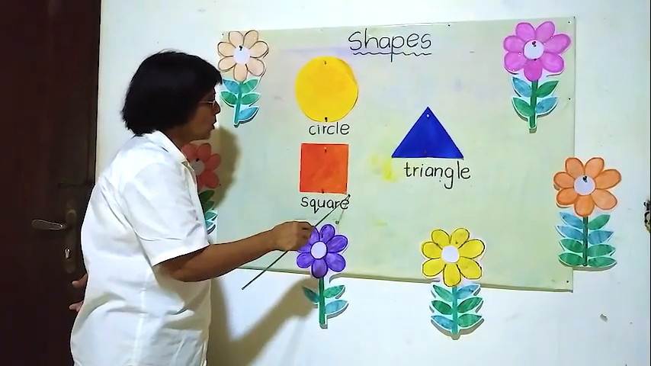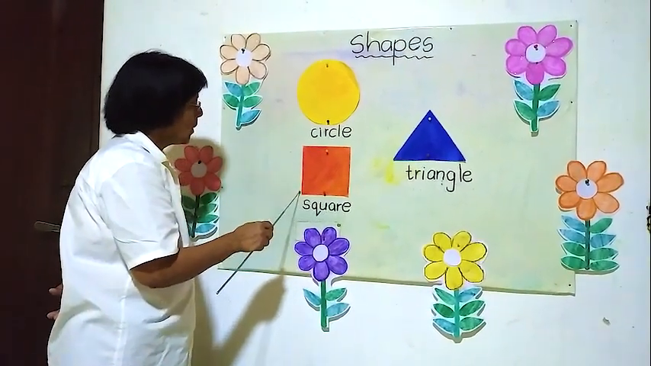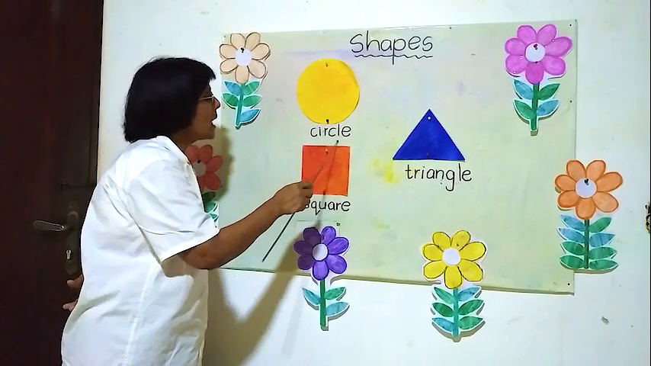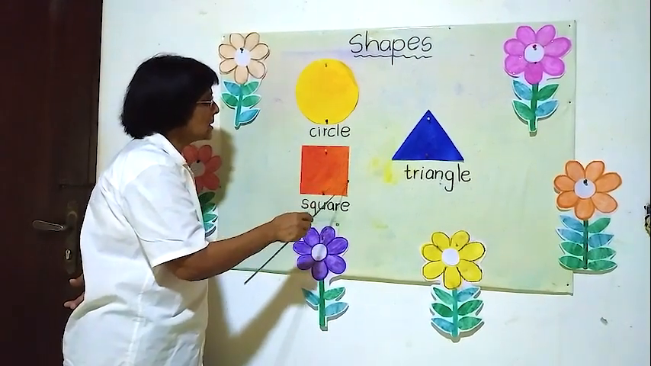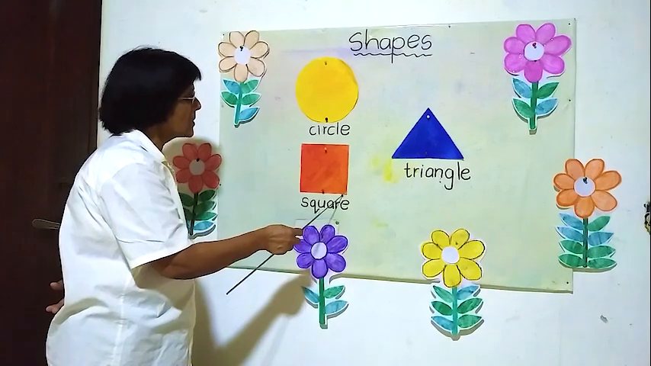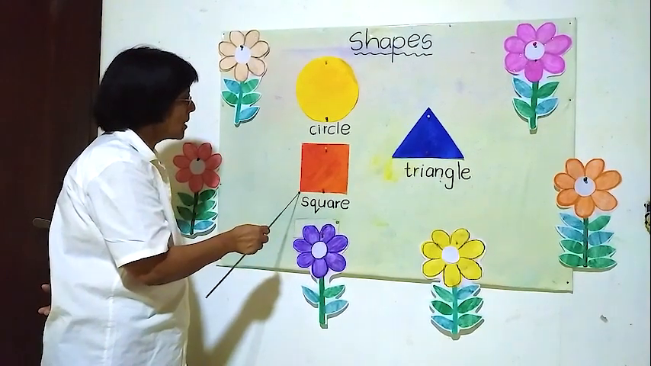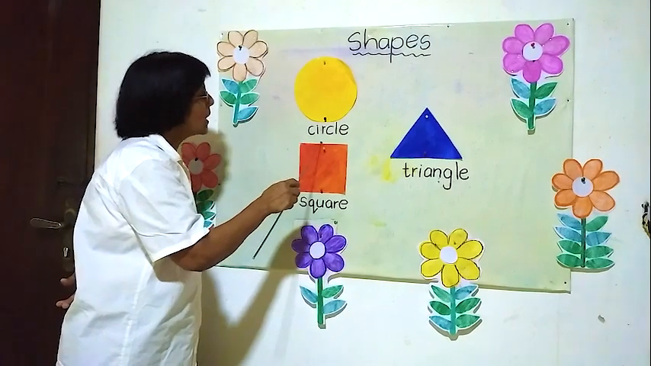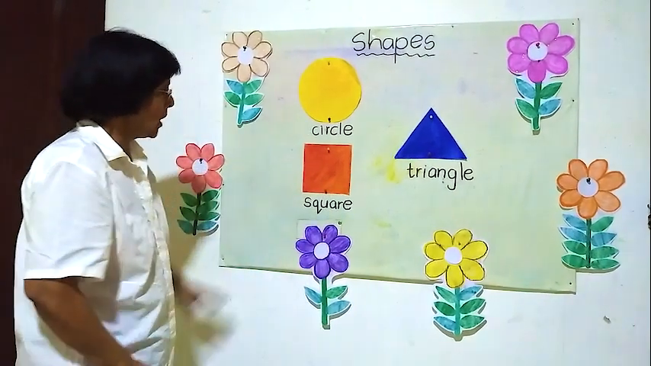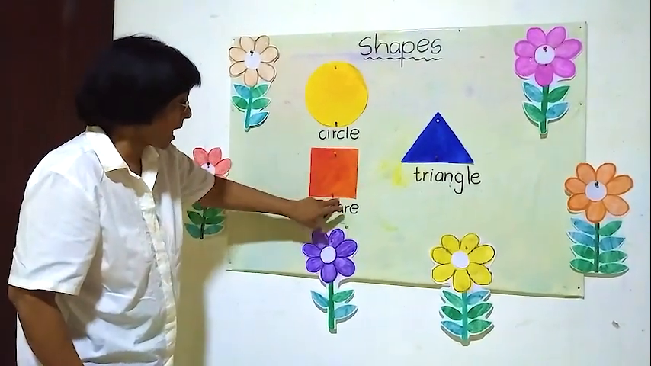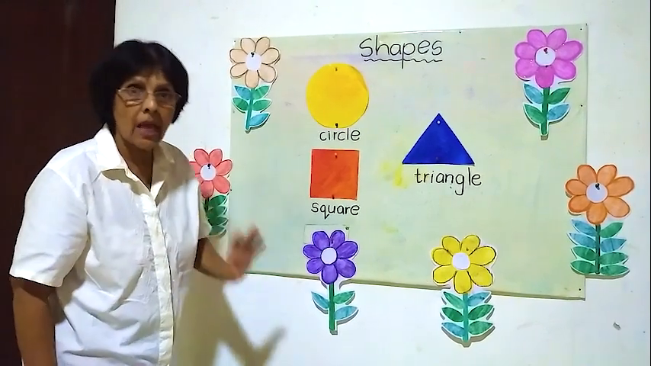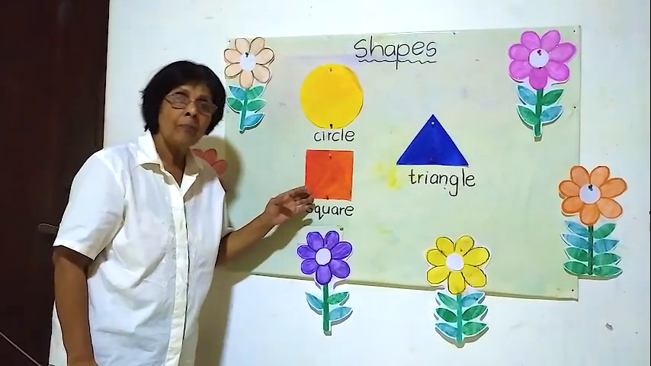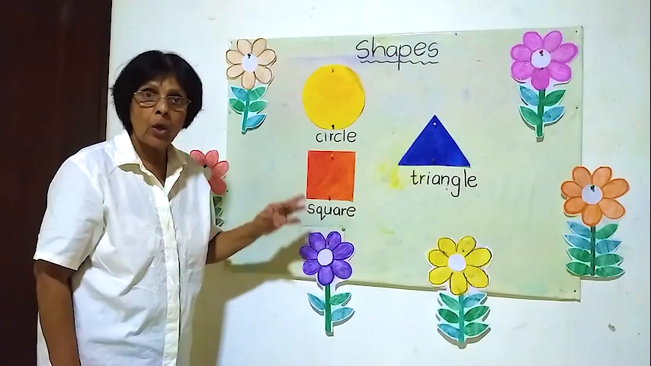Here, 4 sides. All the 4 sides are equal. See, this side is the same size. This side is also the same size. This side also the same size. This side also the same size. All 4 sides are the same size. We call this square. What do you call?